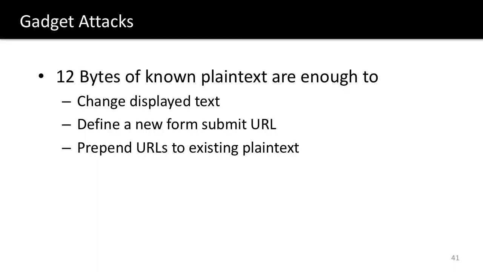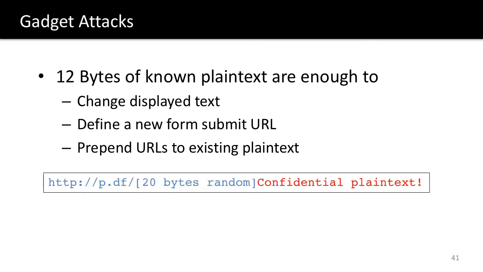And you can, of course, use not only those Malleability Gadget attacks to add PDF form URLs, but also to prepend URLs to existing plaintext, and then use, for example, hyperlinks to achieve the same effect. And you can also use JavaScript. So all three attack variants can also be used in combination with CBC Malleability Gadgets.